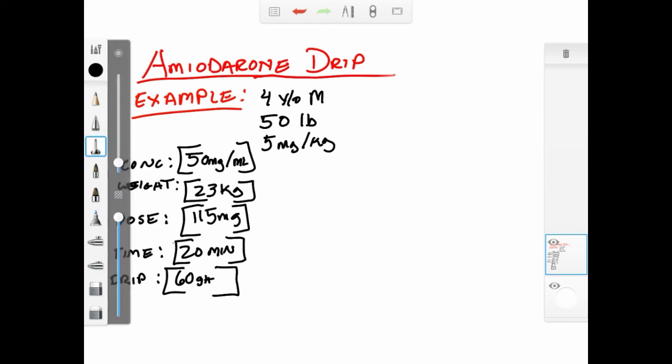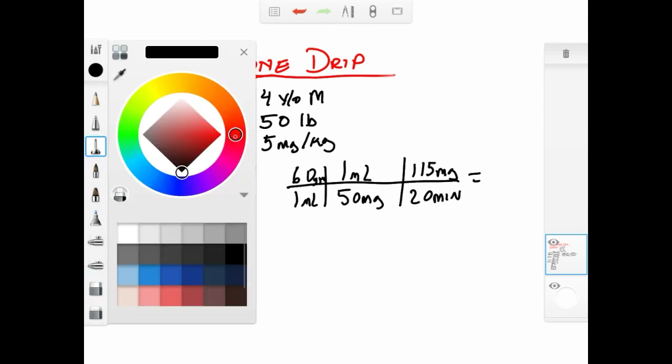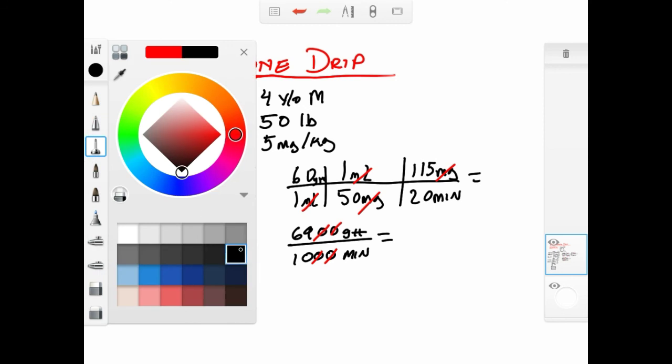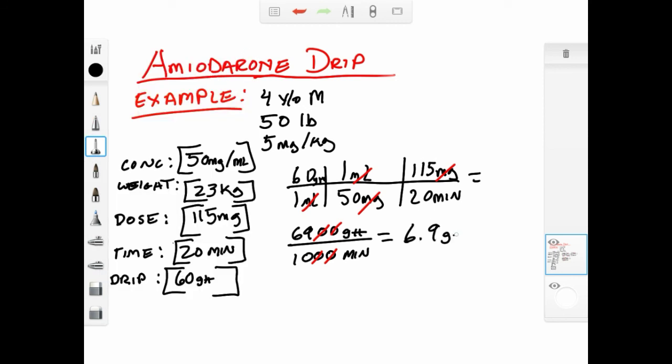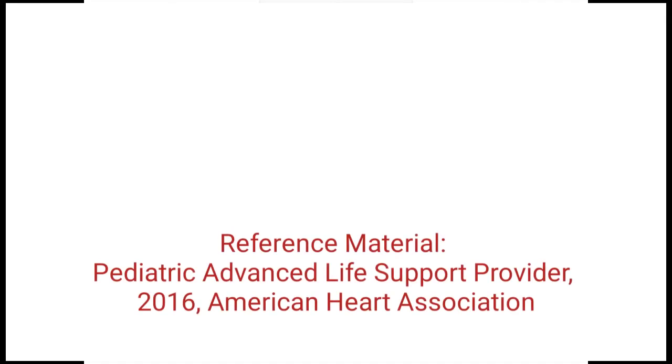All right, so we can go ahead and fill out our equation. So 60 drops in 1 ml, 1 ml with 50 milligrams, and 115 milligrams over 20 minutes. So now we're going to cross out our units and do a little bit of math. All right, so 60 times 115 is 6,900 divided by 1,000. We can go ahead and cross out some zeros, simplify a little bit. And then 69 divided by 10, we just move our decimal over and we have 6.9 drops per minute.